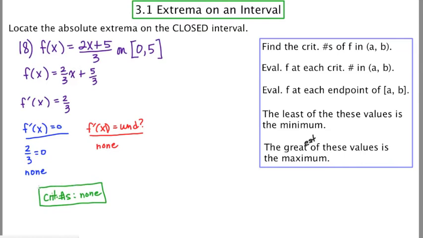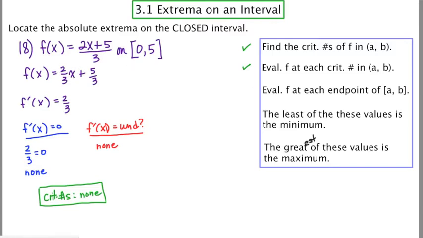Okay, now the next step of the process is, well, we did step 1, find the critical numbers. Evaluate f at each critical number. Well, there are no critical numbers, so there's nothing to plug into the function, so we can't do that, or we could say that it's done. And now we're going to find f at each endpoint. And you might want to have a calculator handy for this.